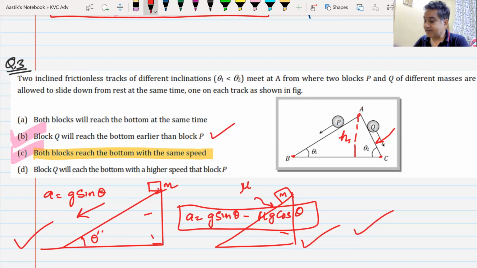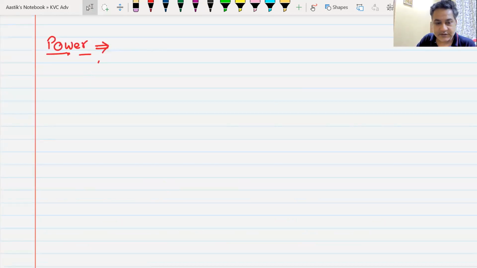The next heading and the last heading for this chapter is power. To write the heading, give me a minute, I'll just restart this. I guess something is not happening correctly. Let me restart this. Okay, so the heading that I have given you is power. That is the last heading.